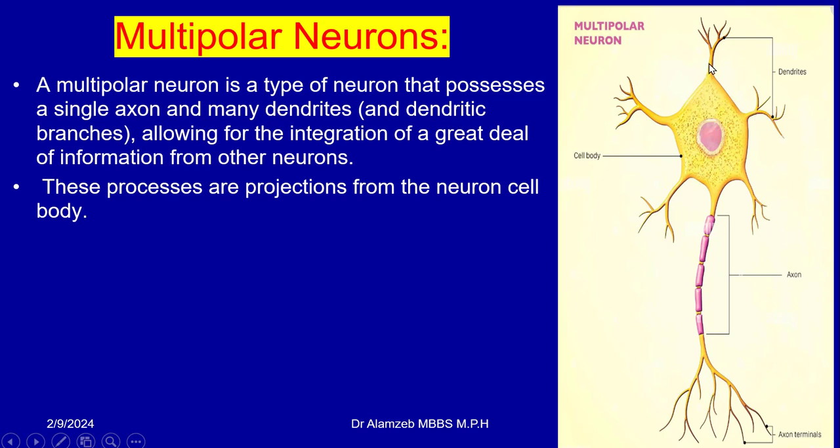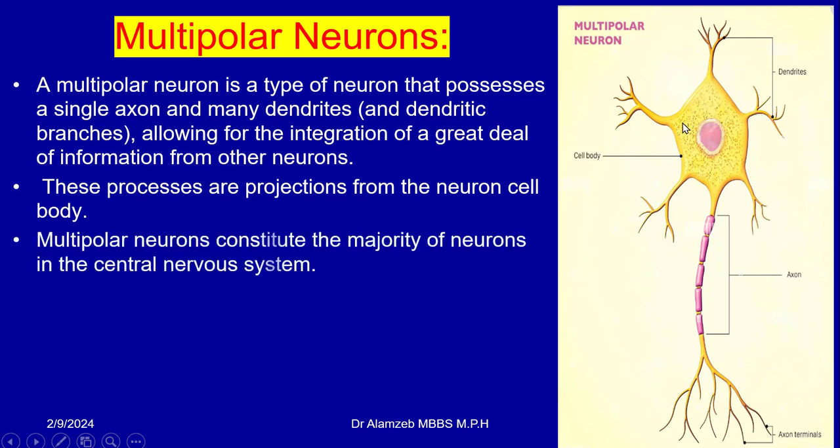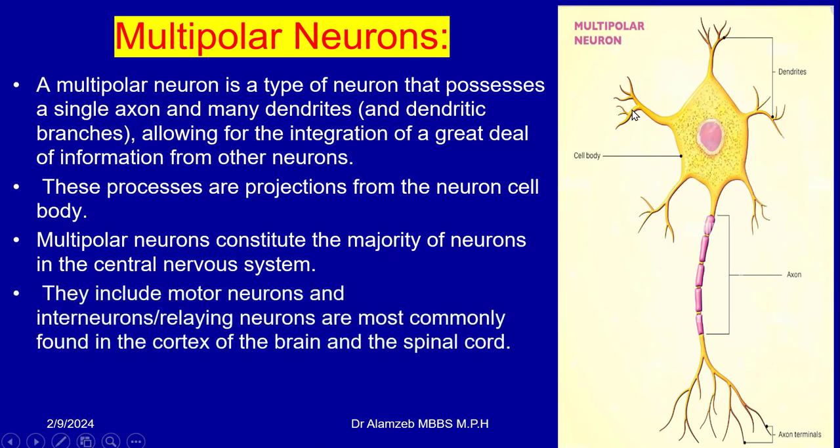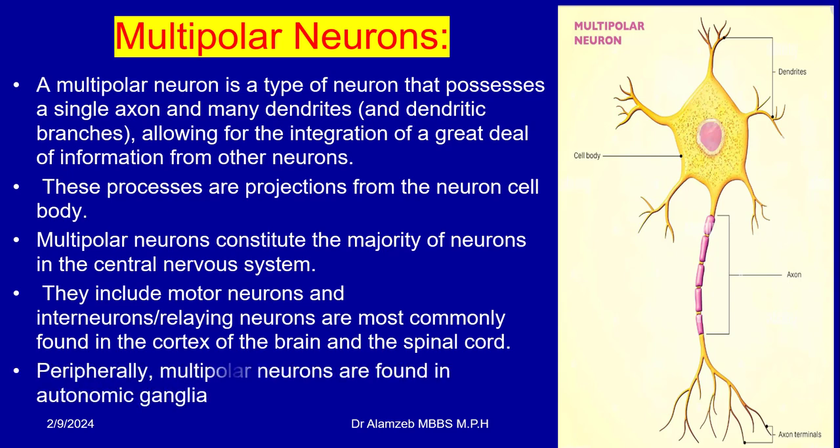Multipolar neurons constitute the majority of neurons in the central nervous system. They are mainly the neurons of the central nervous system. They include motor neurons and interneurons. Relay neurons are most commonly found in the cortex of the brain and the spinal cord. Peripherally, multipolar neurons are found in autonomic ganglia.